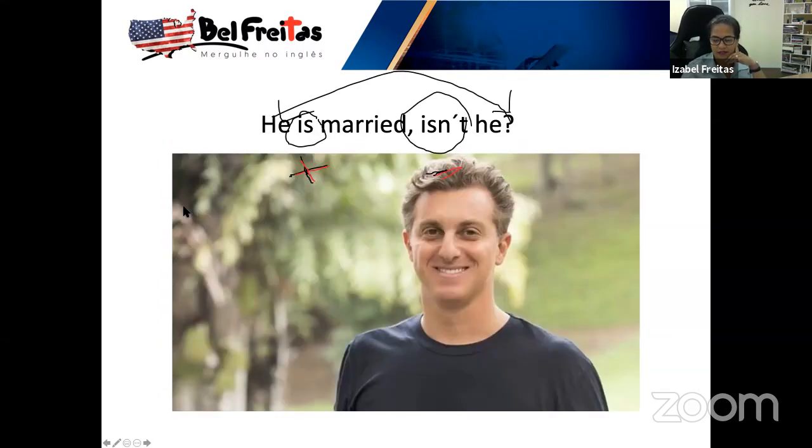So let's go to the next. Again, we have verb to be. He is married is affirmative or negative? Affirmative. Good. The second part is negative. It's always the opposite. Did you understand this? Affirmative, negative, right? Verb to be. The affirmative is. Verb to be in the negative isn't.